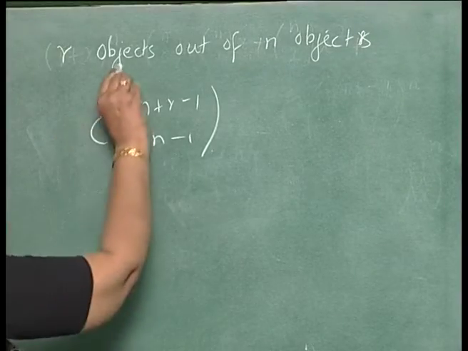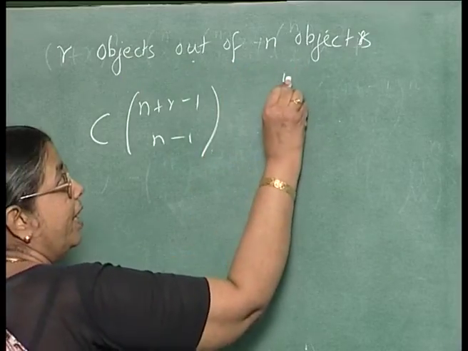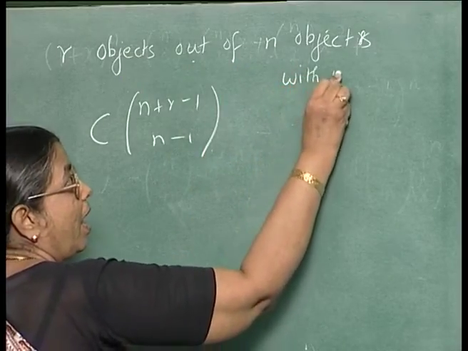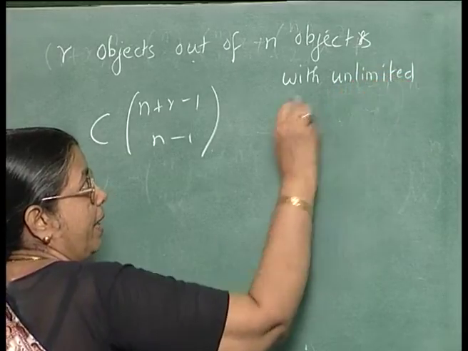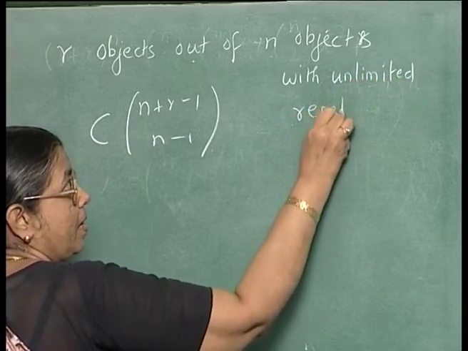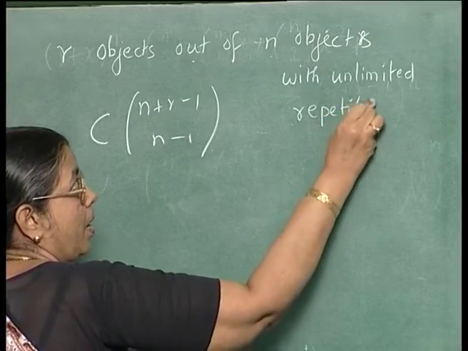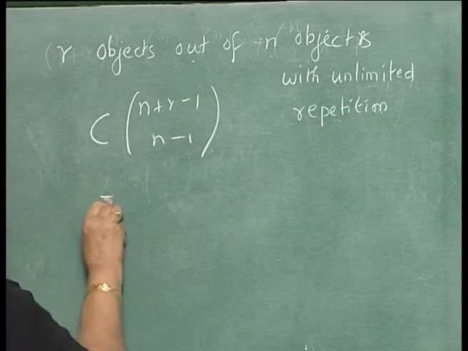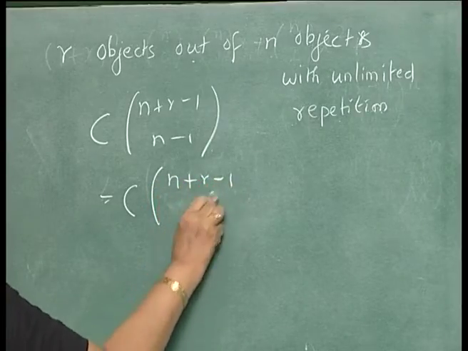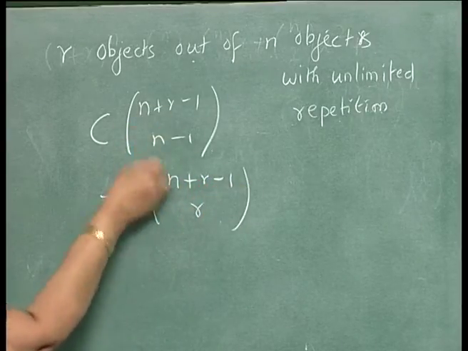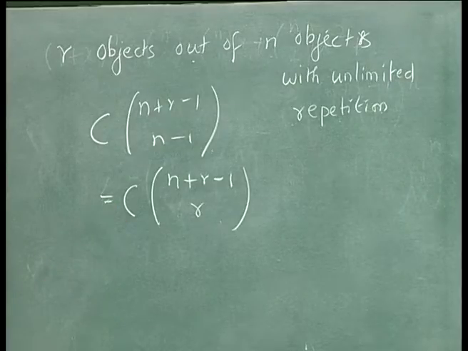So, we are selecting r objects out of n objects with unlimited repetition. And the expression for that is C(n+r-1, r). How do you get this?